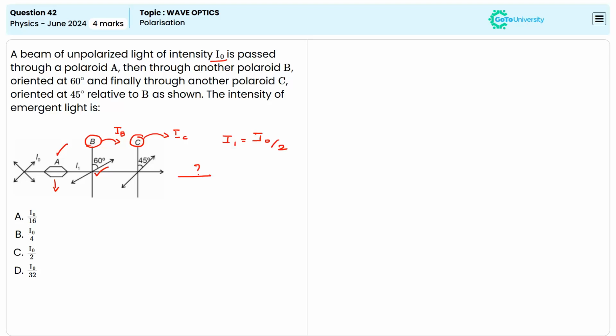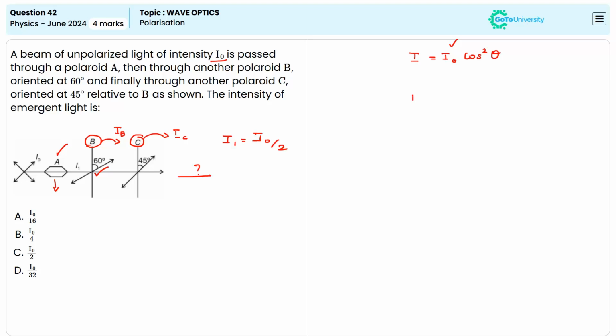So here we can use Malus's law, which says the intensity of the outcoming light will be equal to I naught times cos square theta, where I naught is the intensity of the incident light.